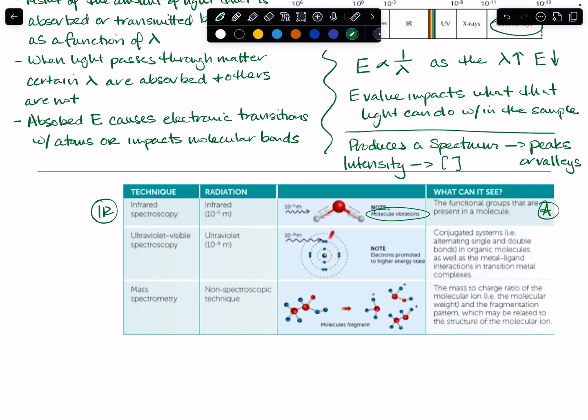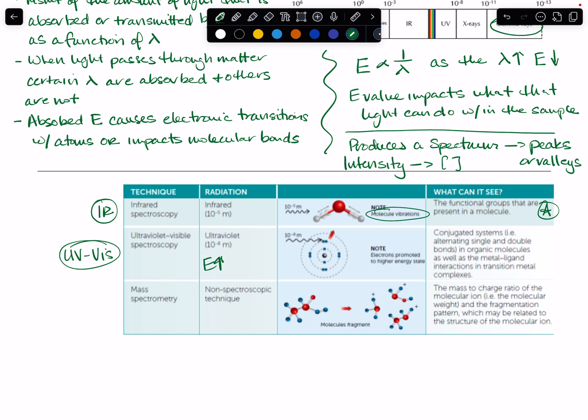Up next, we have ultraviolet visible spectroscopy, also often called UV vis spectroscopy. You can see that our wavelength has gone down. We went from 10 to the negative fifth meters. Now we're at 10 to the negative eighth meters. So our energy value has gone up, which means that this radiation could do a little bit more.